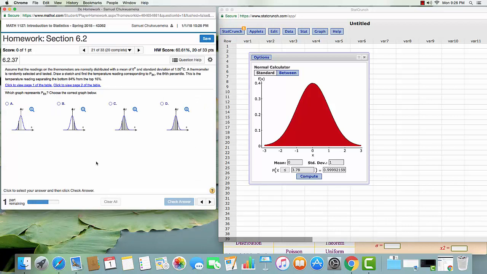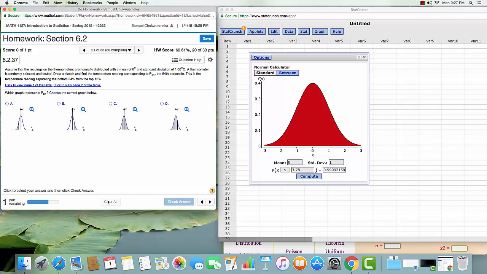Assume that the readings on the thermometers are normally distributed with a mean of 0 degrees and a standard deviation of 1.00 degrees Celsius. Okay. This should be a mean of 0 degrees Celsius. So that's a typo. Well, that's an omission. A thermometer is randomly selected and tested. Draw a sketch and find the temperature reading corresponding to the 84th percentile. This is the temperature reading separating the bottom 84% from the top 16%.